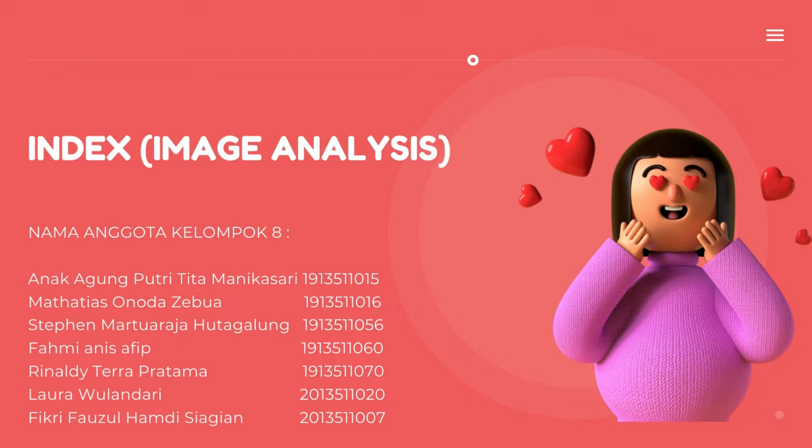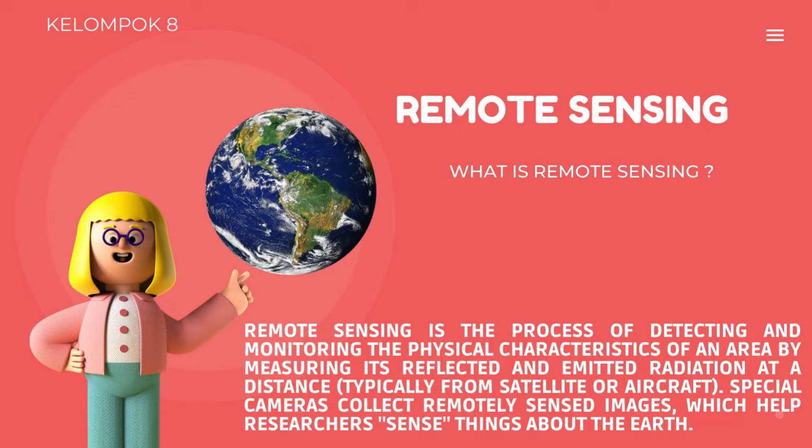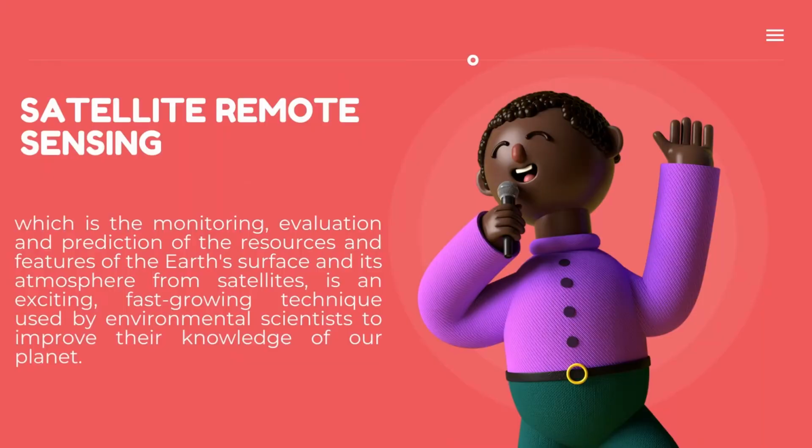Before we talk about index, let's start with remote sensing. What is remote sensing? Remote sensing is the process of detecting and monitoring the physical characteristics of an area by measuring its reflected and emitted radiation at a distance, typically from satellite or aircraft. Special cameras collect remotely sensed images, which help researchers sense things about the Earth.